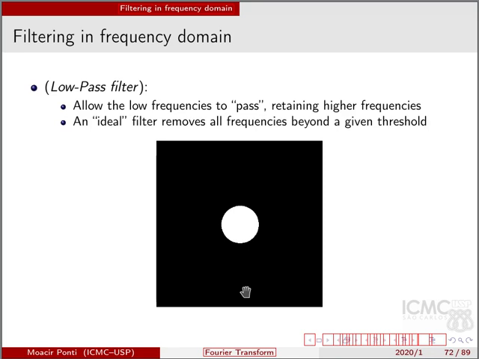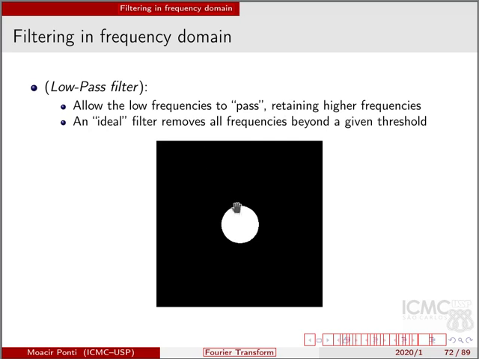As in the space domain, we also have typical filters in the frequency domain. The first one that I'm going to show you is the low pass filter. It allows the low frequencies to pass, or to be kept in the image, retaining just values that are related to smooth transitions. So I'm sorry, here it says retaining higher frequencies; it is retaining lower frequencies and removing higher frequencies. So this is just an error in the slide.